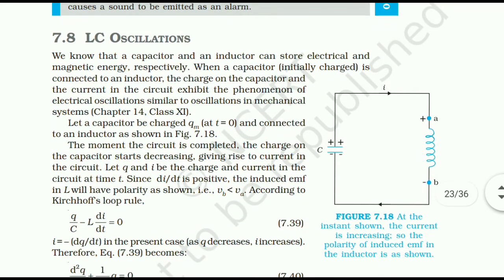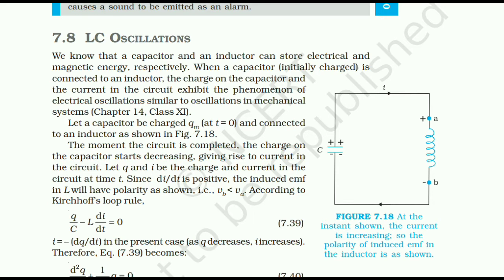7.8 LC oscillations. We know that a capacitor and an inductor can store electrical and magnetic energy respectively. When a capacitor initially charged is connected to an inductor, the charge on the capacitor and the current in the circuit exhibit the phenomena of electrical oscillations, similar to the oscillations in mechanical systems.